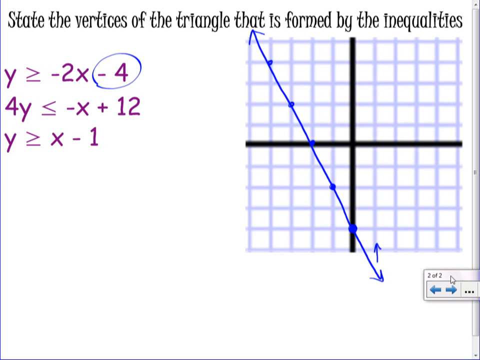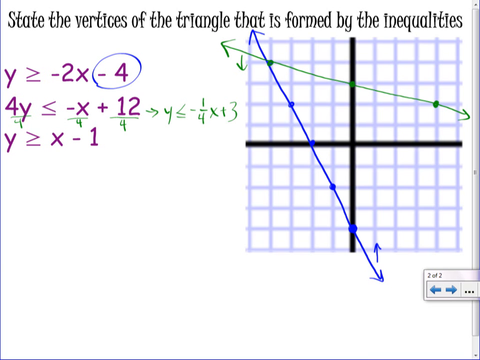Okay, this next one is not in slope-intercept, but we just have to do one thing first. Divide everything by 4. So I'll rewrite it over here. We've got y is less than or equal to -1/4 x plus 3. So we start at 3, and we'll go down 1 over 4, up 1 over 4. Again, it's a solid line, and shading below on that one, it's less than.